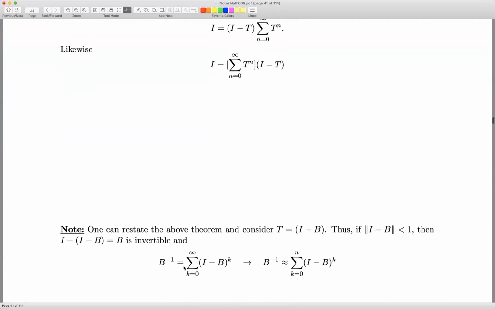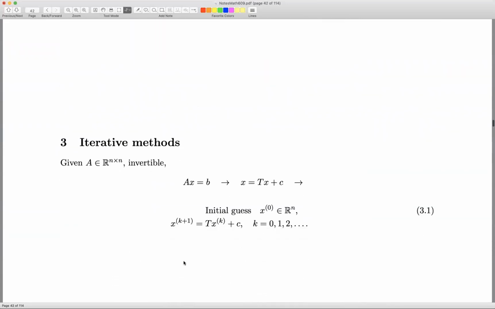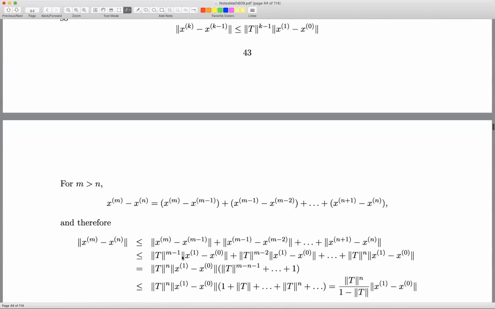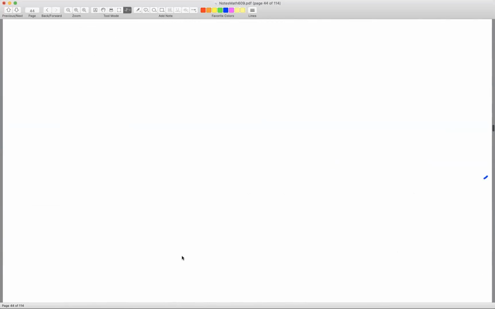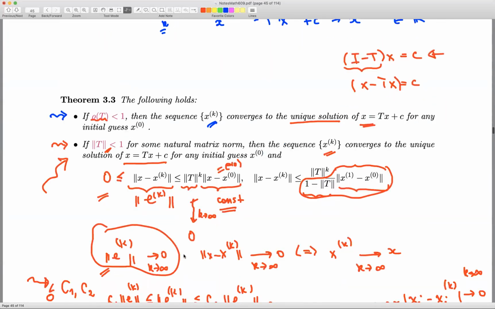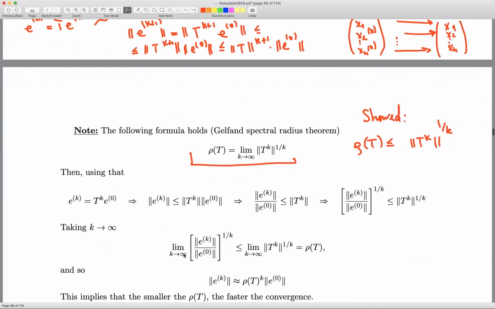And this is the Gelfand spectral radius theorem that I cited to you. But as I said, we are not going to prove it. We are just going to use it in order to illustrate some kind of finer analysis of the error. So we will use this theorem that the spectral radius is in fact the limit of the norm of the matrix T to power k, and everything raised to power 1 over k.